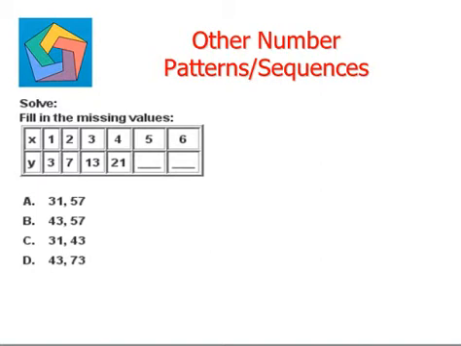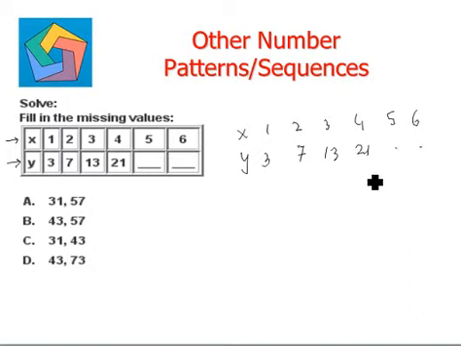Solve, fill in the missing values. We are given a table in which we have the values of x corresponding to which values of y are written. Let's rewrite the values once again, x and y. X is 1, 2, 3, 4, 5, 6, and the value of y for 1 is 3, for the next it is 7, 13, 21, and we have to find out the next two values.